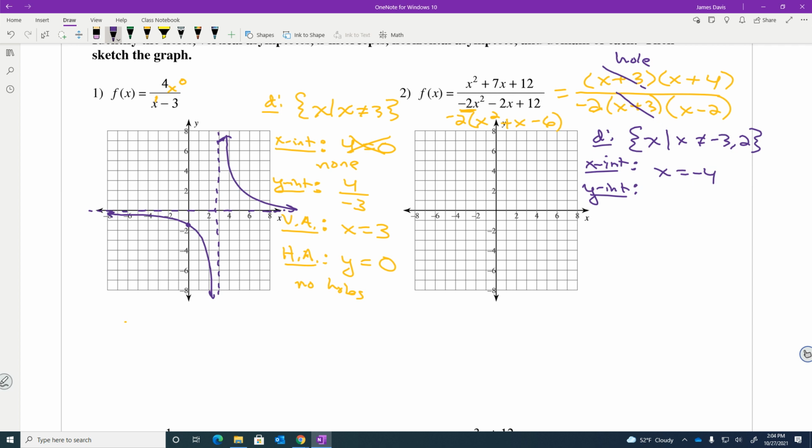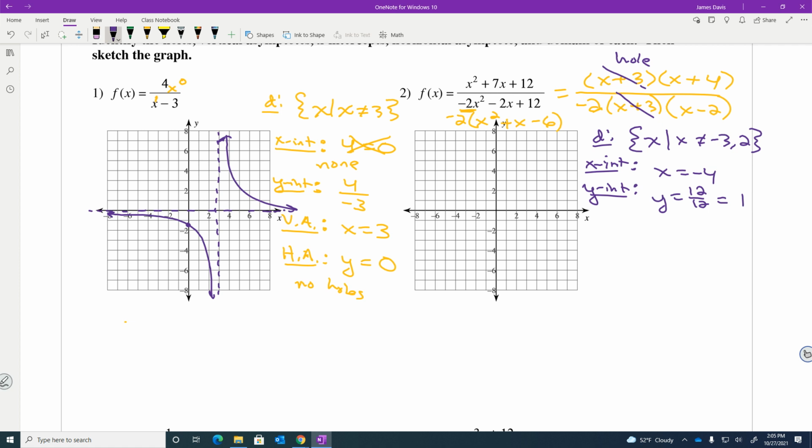Alright, y-intercepts. This is where we plug in 0 for all the x's. So you just basically ignore anything that has an x. This is 0, this is 0, this is 0, this is 0. So all you have left is this 12 over 12. So y equals 12 over 12.